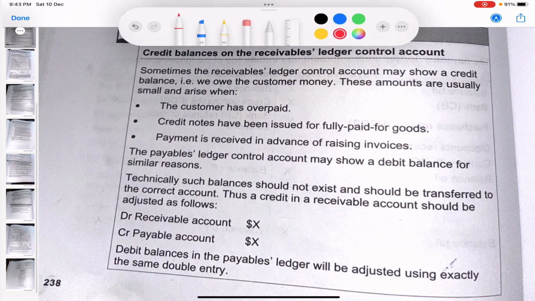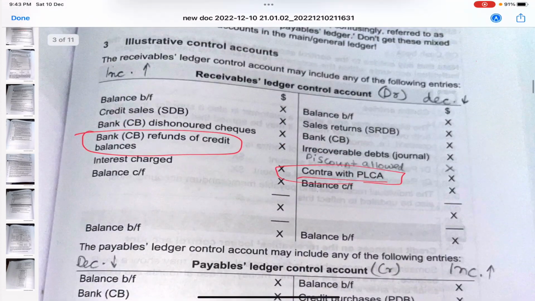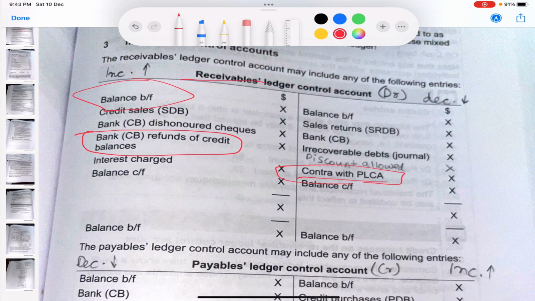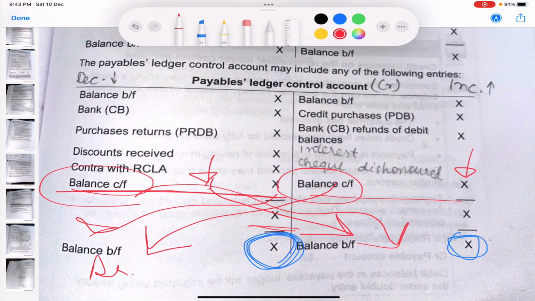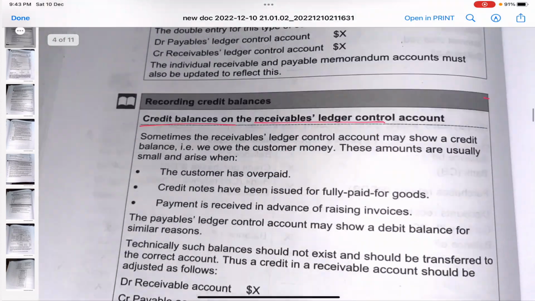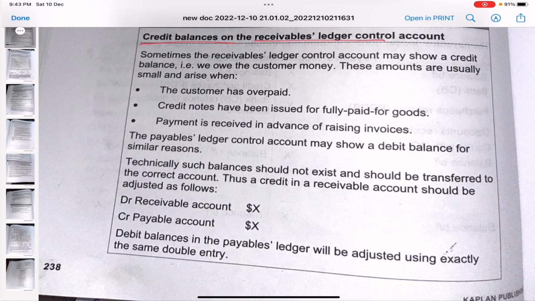Now we saw something about credit balances on the receivables ledger account. This is something which we have discussed, that usually the balance should be debit since the receivables balance is debit, but sometimes we might have a credit balance. Why does that happen? And the same way for payables, sometimes we might have a debit balance. Why does that happen? That is what they are discussing now. So, credit balance on the receivables ledger control account.